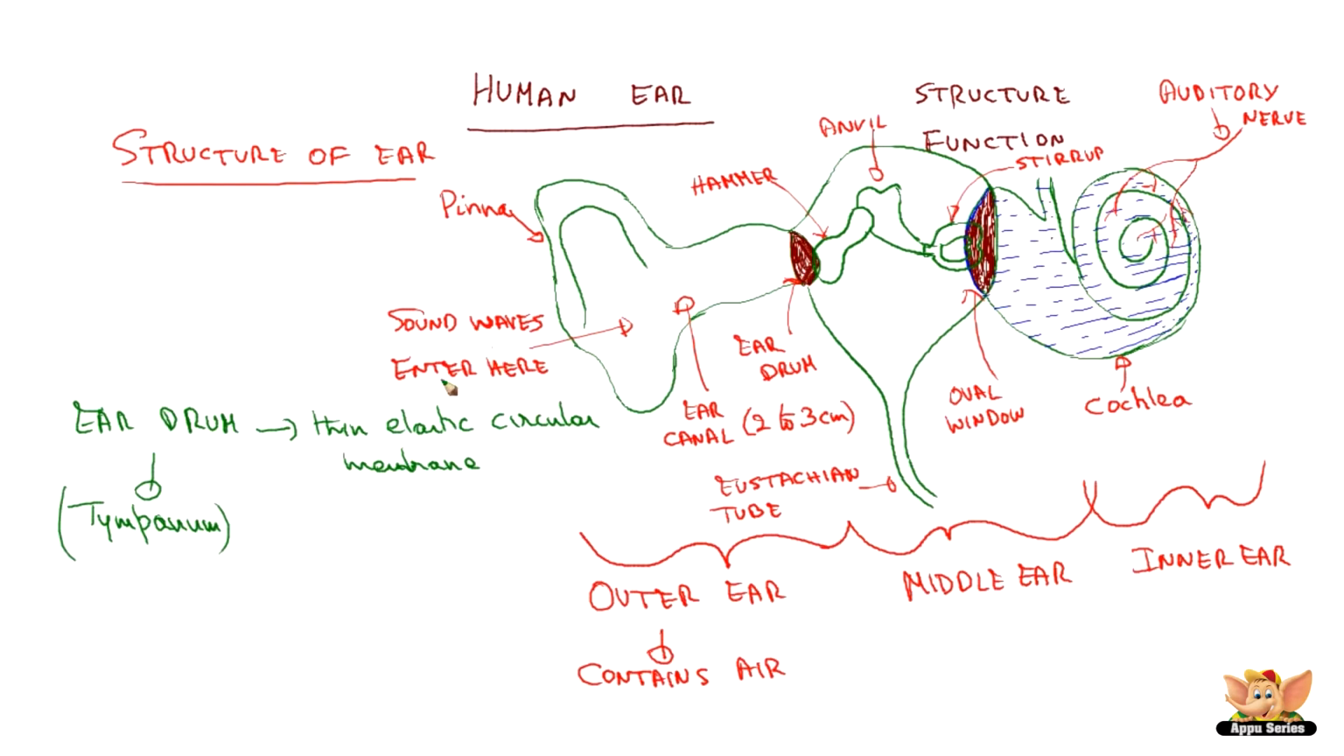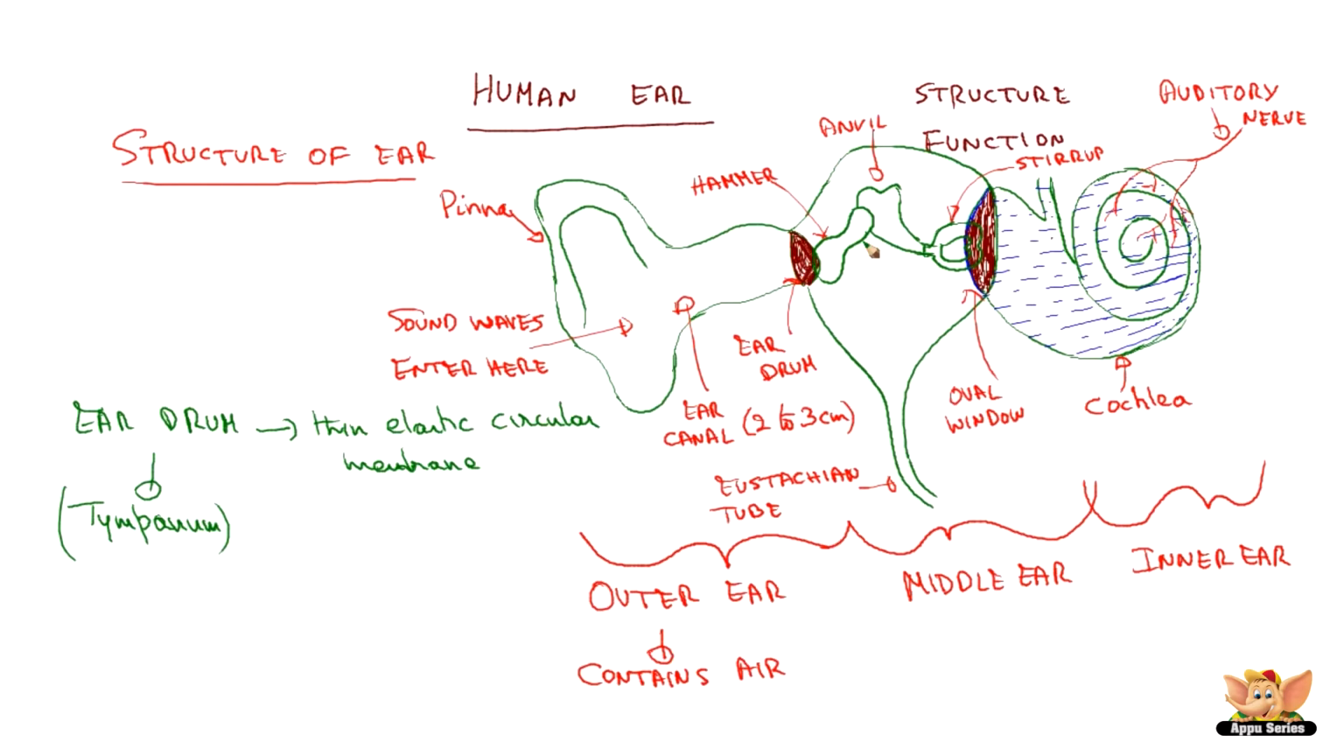So sound waves enter through the outer ear. What we see as the shape of the ear is called the pinna. Now the sound waves enter here, they go through the ear canal and the eardrum, and then we'll see what the middle ear consists of.